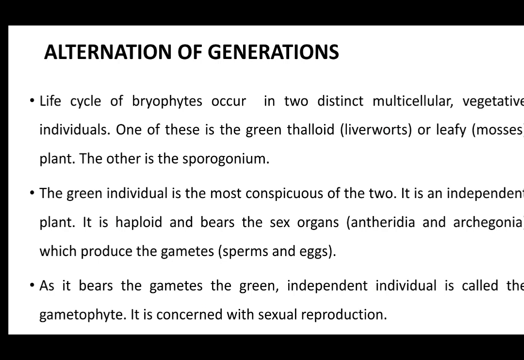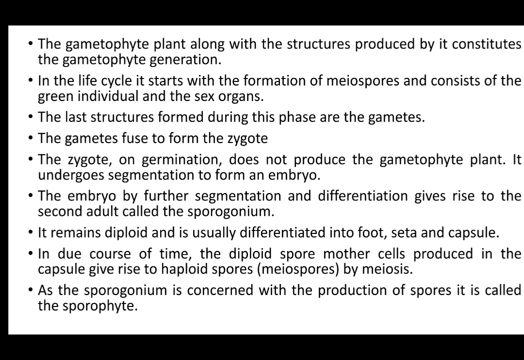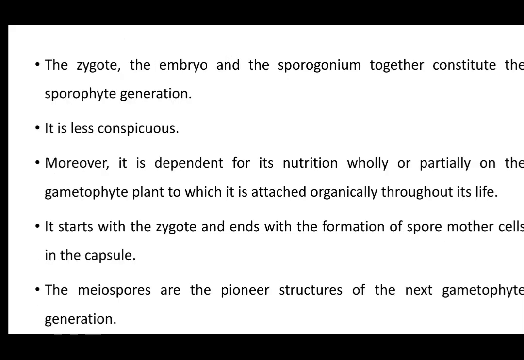Now the alternation of generations. These phases alternate with each other. First the gametophytic phase starts and ends with the formation of the zygote. Then the first structure of the sporophytic phase is the zygote. The zygote undergoes division and redivision to form the embryo, then the sporogonium. Inside that sporogonium capsule, spores are formed. Spores germinate to form the gametophytic plant again. So in this way they alternate their life cycle.